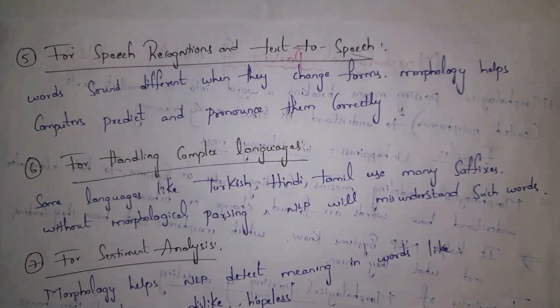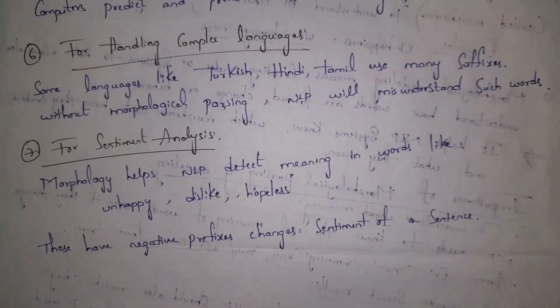Guys, whenever we speak anything, we can convert our speech to text with the help of morphology. Even though each person sounds in a different way, NLP will understand our pronunciation correctly with the help of morphology. And the sixth one is for handling complex languages. Yes, for example, if you consider languages like Hindi and Tamil, there are so many suffixes. So even though there are so many suffixes, NLP will understand them correctly with the help of morphological parsing. Without morphological parsing, NLP will not understand such words.